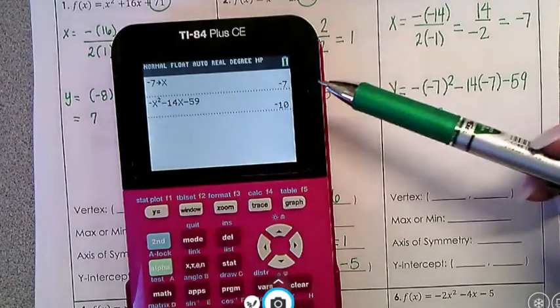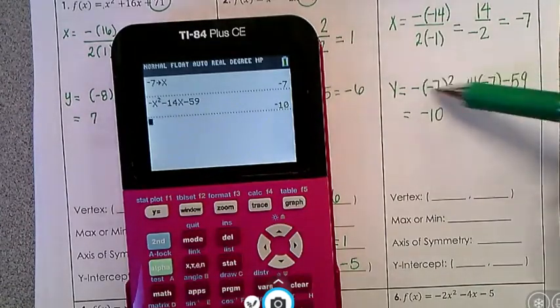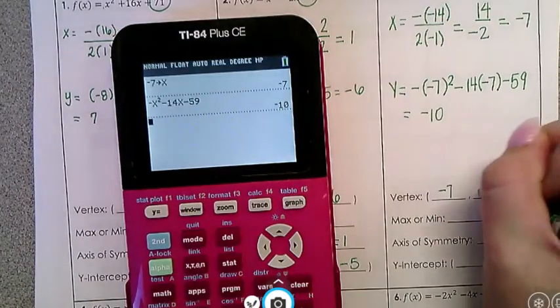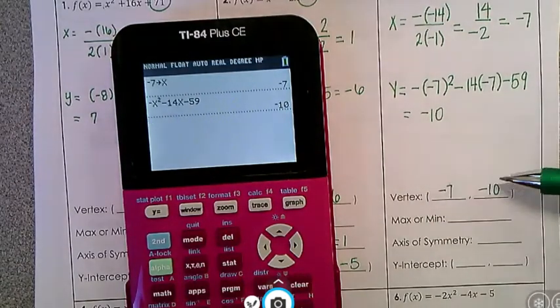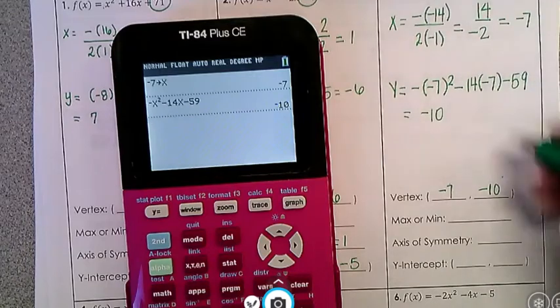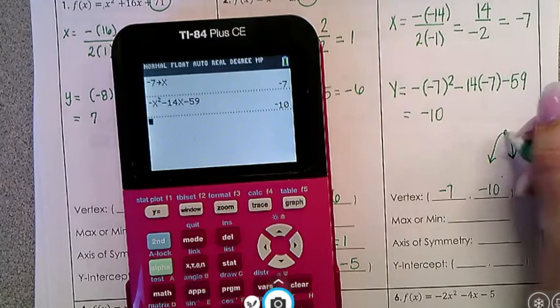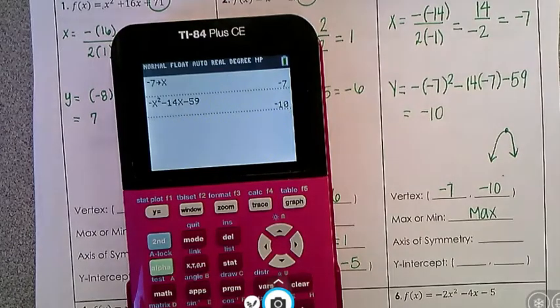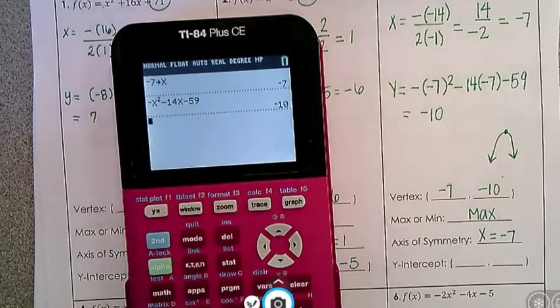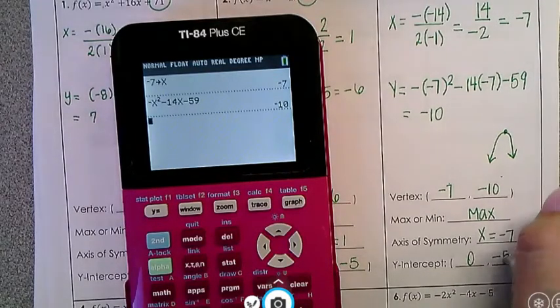If you didn't use the store button, this is one you likely could have messed up, having that negative and then the other negative. Yep, I would use the store button. So the vertex is negative 7, negative 10. This one opens down because that a is negative. So the vertex is at the top, making it a max. The axis of symmetry is going to be x equals negative 7. And the y-intercept is 0, negative 59.